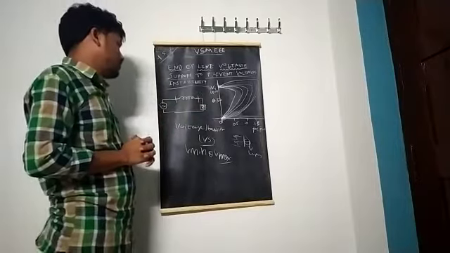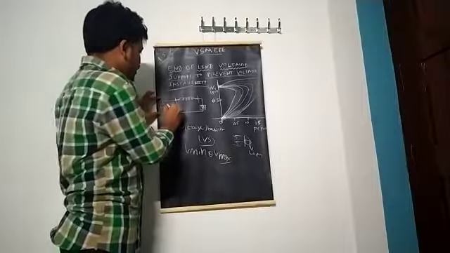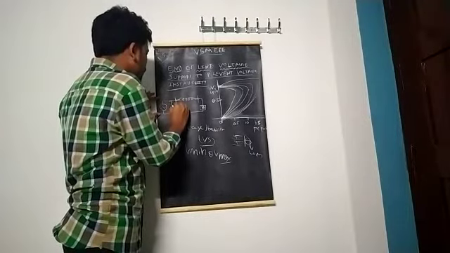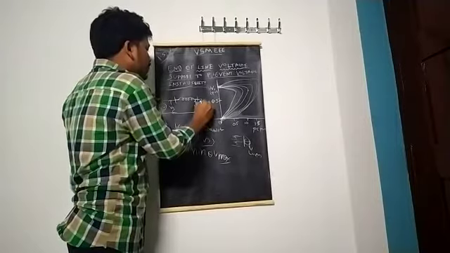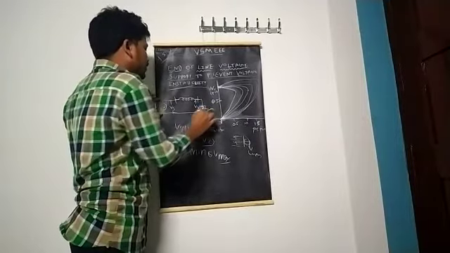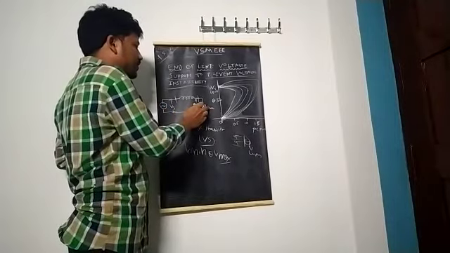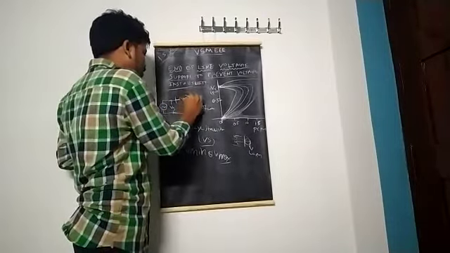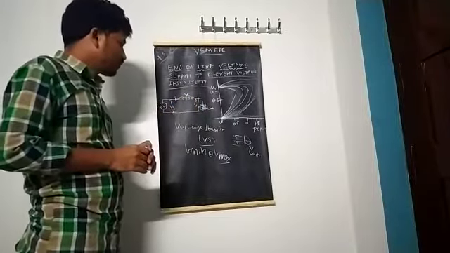Let us assume that we have a system with one generation, where the sending end voltage is Vs and the receiving end voltage is Vr. The impedance of the load is Z. That means the generation is Vs, the receiving end voltage is Vr, the load impedance is Z, and the transmission line reactance is X. This is one system.